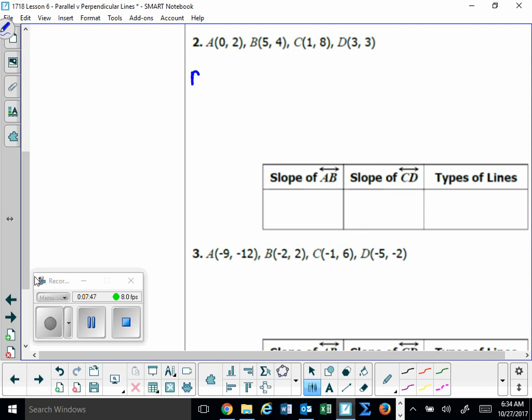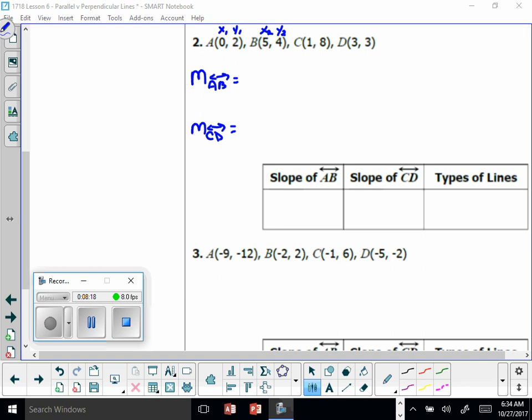Now, slope of AB, slope of CD. I know some of you prefer to label x1, y1, x2, y2. That's fine. However, you keep your ordered pairs straight so that you substitute correctly into the slope formula, but you need to make sure you're substituting correctly. Okay, I want you to pause the video and try numbers 2 and 3, please.